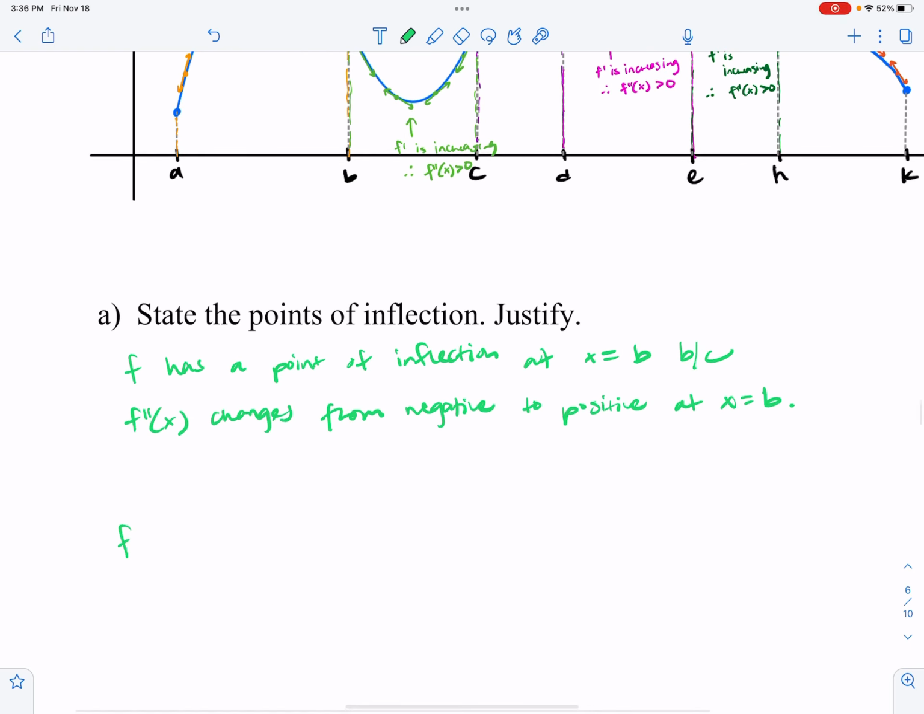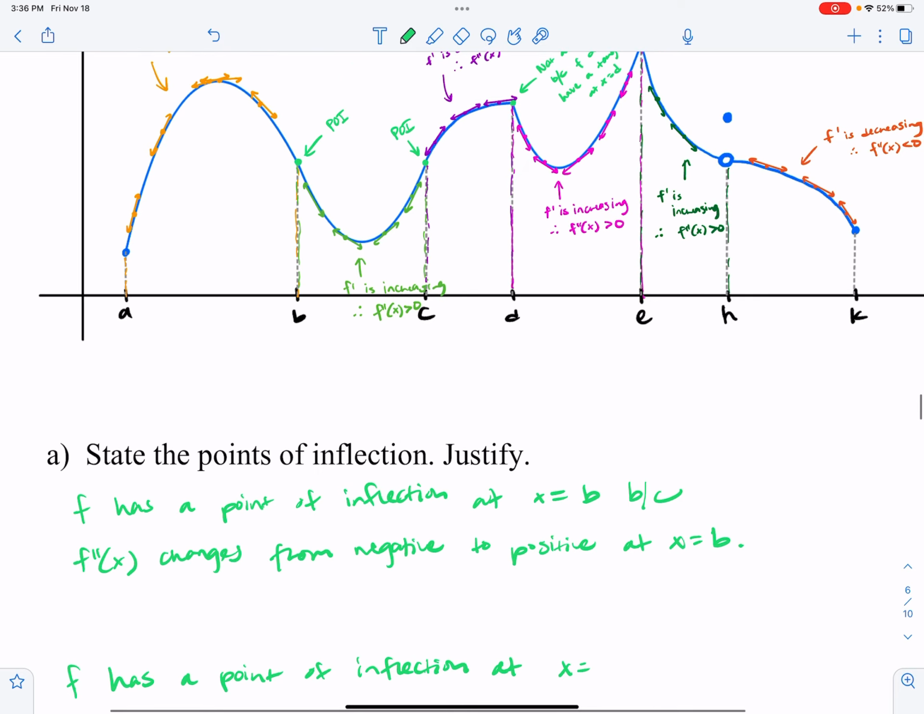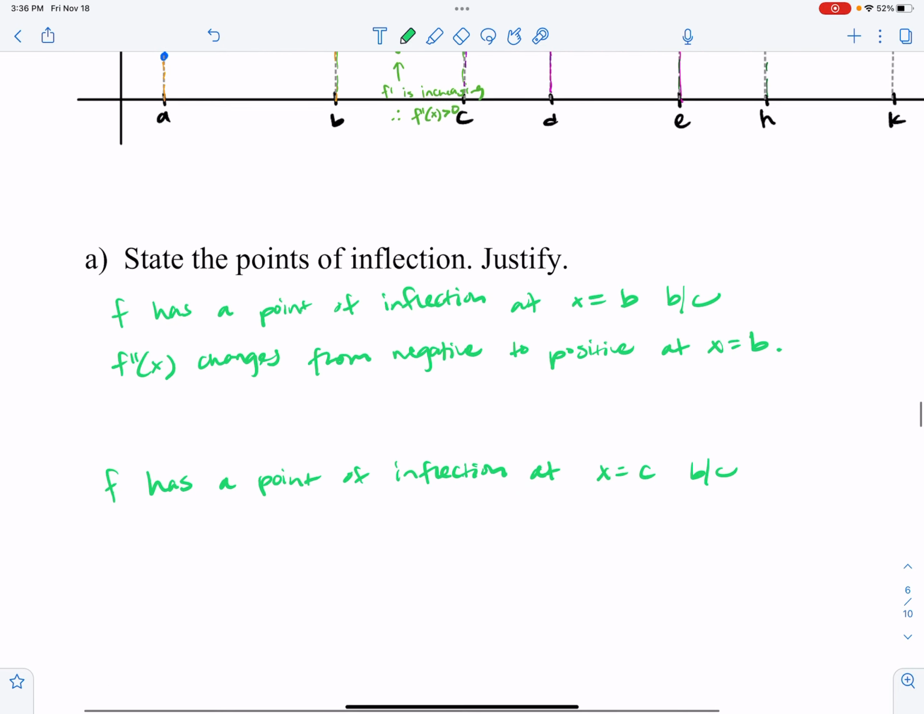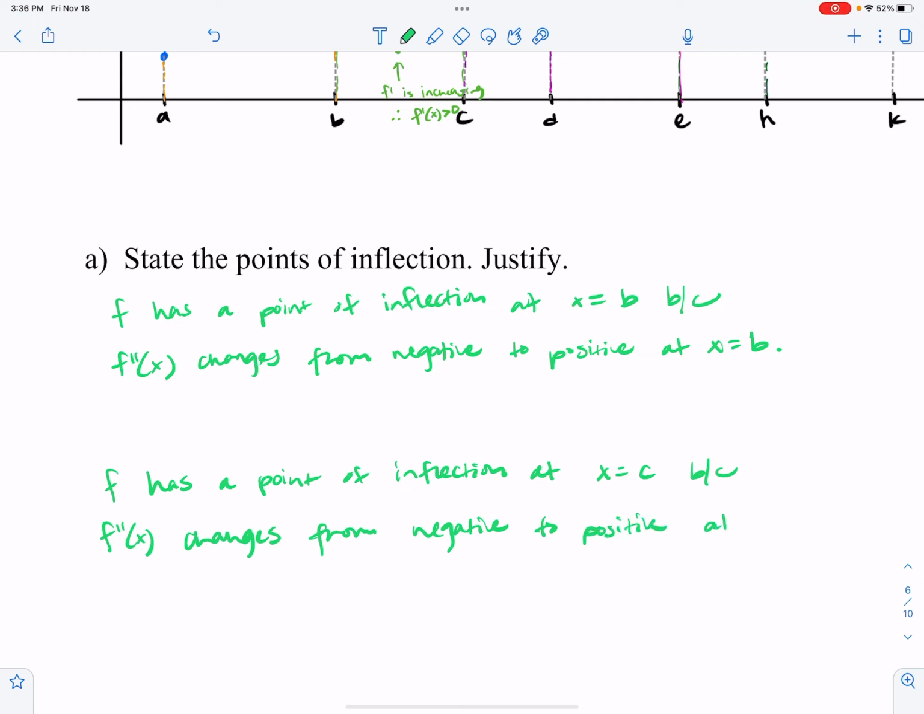And then we can say that f has a point of inflection at x equals c because f double prime changes from negative to positive at x equals c.